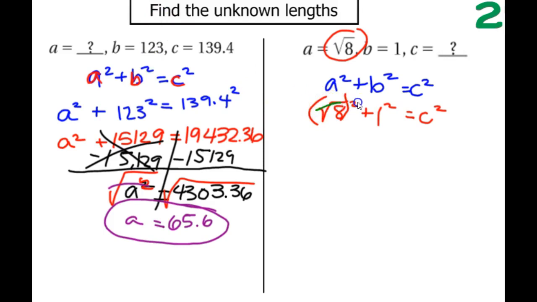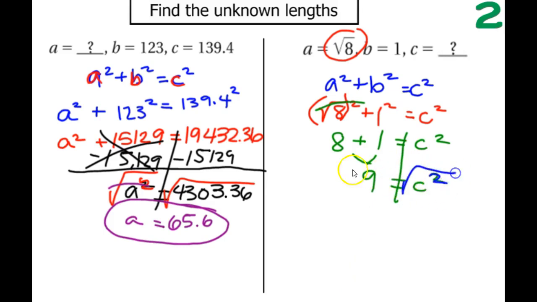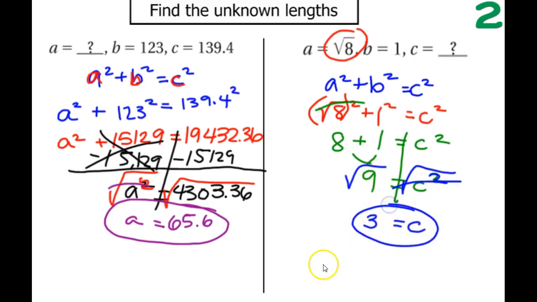So when we have the square root and a square, opposites cancel each other. We just have 8. Let me try that again. 1 squared, it's not 2. 1 times 1 is still 1. So we have 8 plus 1 is just 9. And then last, to get rid of the square, we need to take the square root. Those cancel. Leave with c equals the square root of 9. We did this one earlier. 3 times 3 is 9. So that's the unknown length.